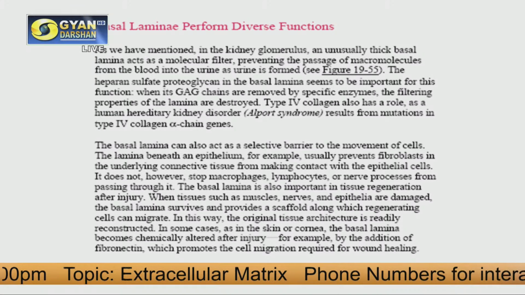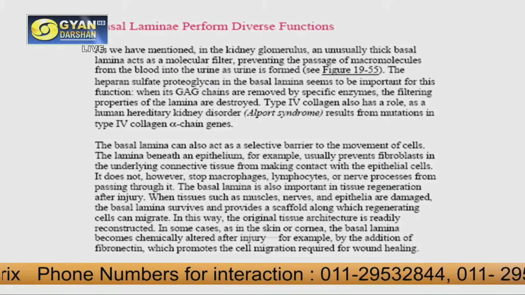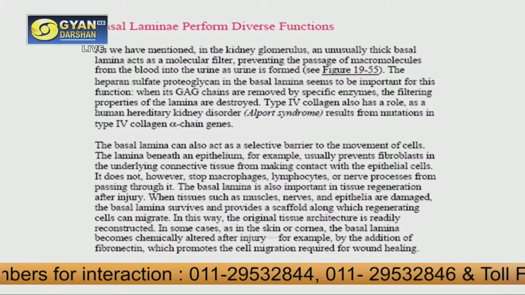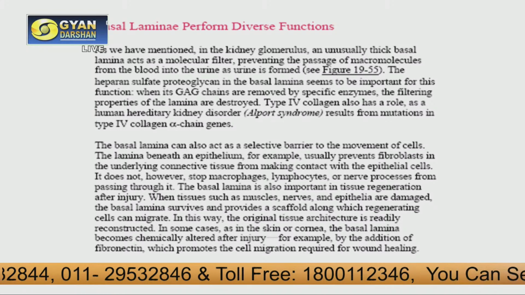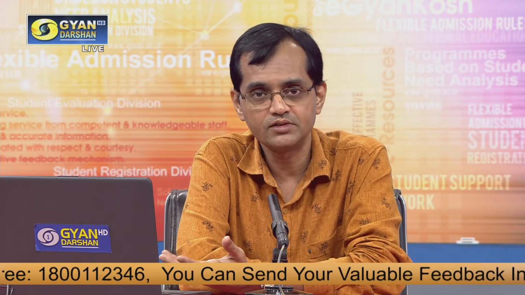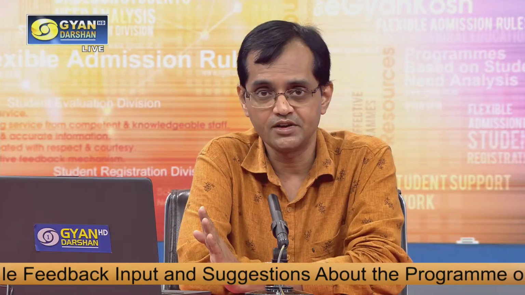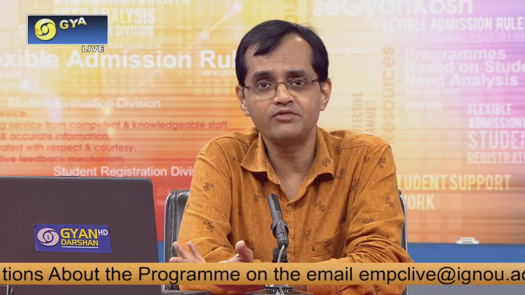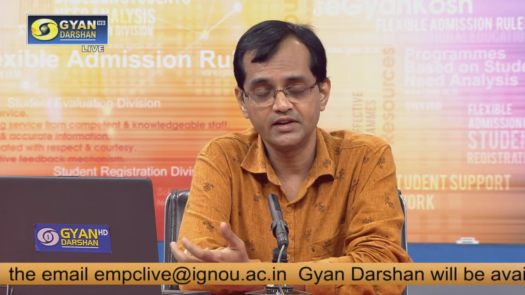Like in the kidney glomerulus, an unusually thick basal lamina acts as a molecular filter, preventing the passage of macromolecules from the blood into urine as urine is formed. So you all know that in the kidney, you have glomerular filtration. This is one major mechanism, and that filtration mechanism is well controlled by this basal lamina. And because laminin is a component of this basal lamina, you can well understand that laminin also plays a major role in this connection.